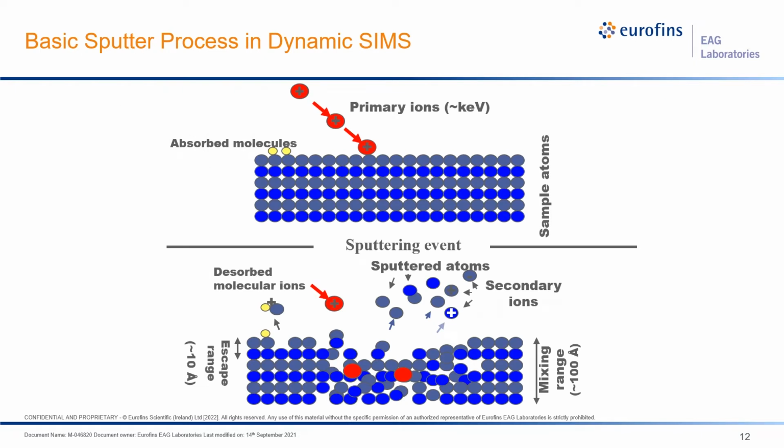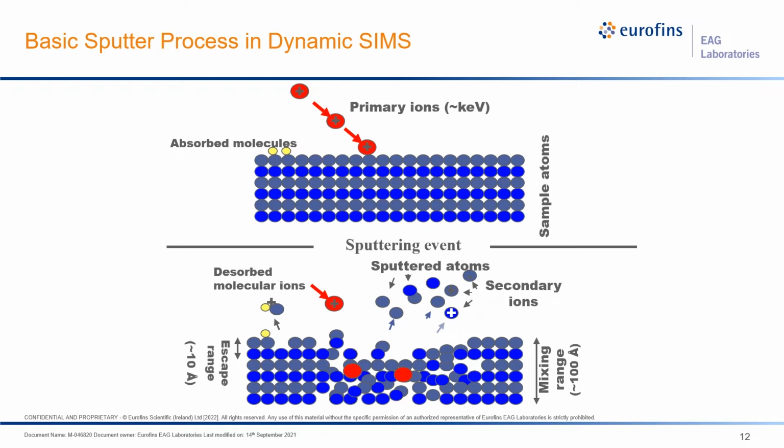So this is another schematic of the dynamic SIMS process. We have a primary ion beam hitting a crystalline structure, and the secondary ions are being ejected, hence the name secondary ion mass spectrometry. The depth resolution, or being able to measure a width of a layer, is dependent on this mixing range. As the primary ion comes into your sample, the energy transfer creates a mixing zone, and the thickness of that mixing zone determines the depth resolution of the measurement.